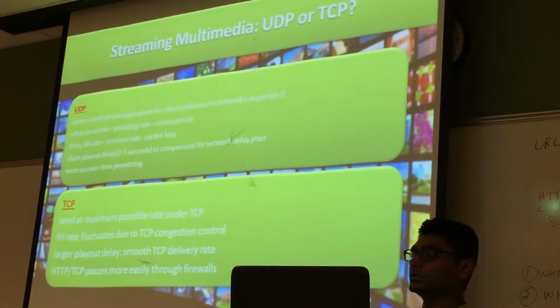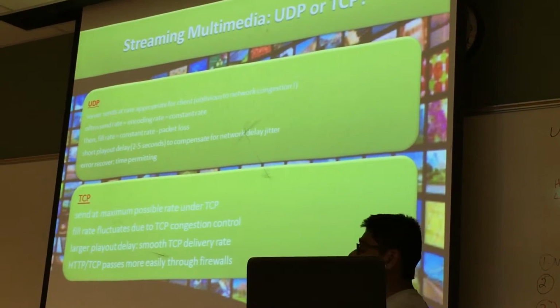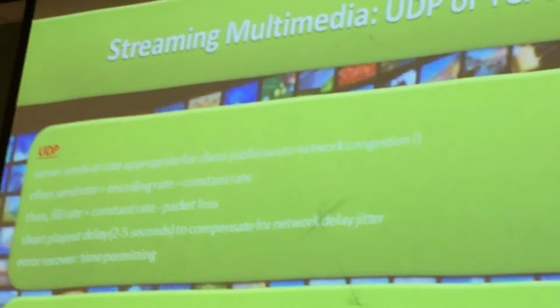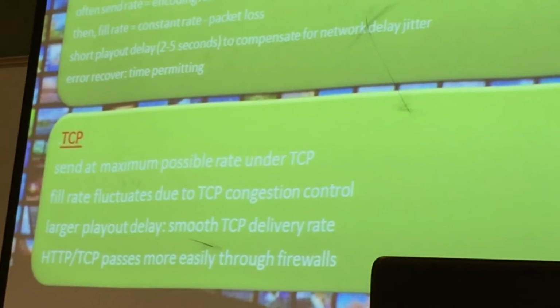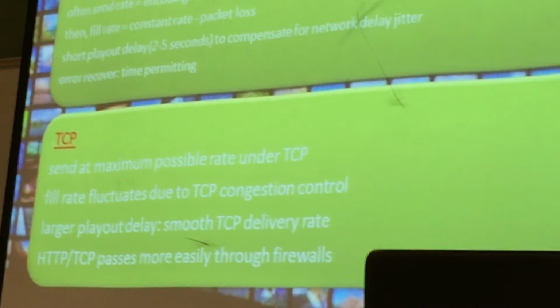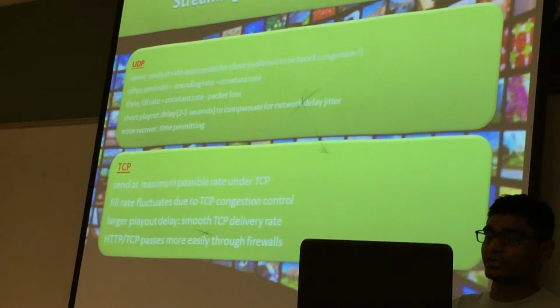Now we have streaming multimedia: UDP or TCP. UDP is User Datagram Protocol, and TCP is Transmission Control Protocol. You can use either one. With UDP, the server sends at a rate appropriate for the client, often with the send rate equal to the encoding rate, a constant rate. And for TCP, it sends at the maximum possible rate under TCP.